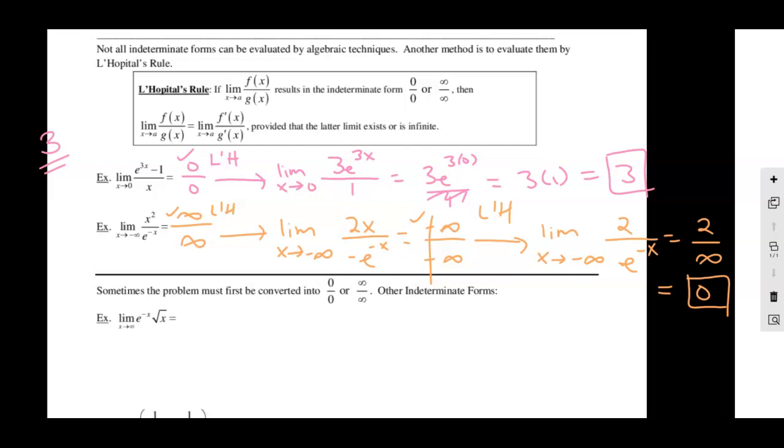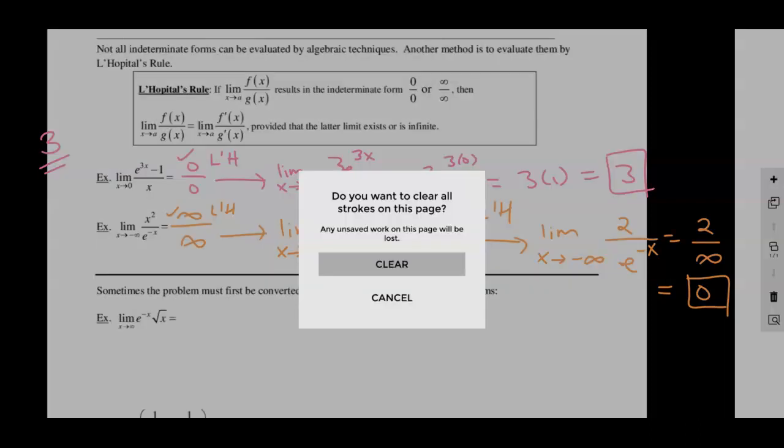But you needed L'Hopital's rule to prove it. It was indeterminate at first, but it ended up being 0. Okay, so that's kind of a good little summary for us. Let's quickly recap something that I probably should have done at the beginning.